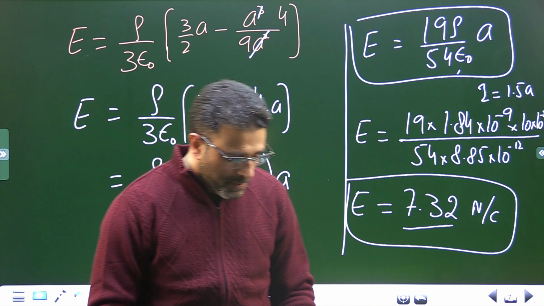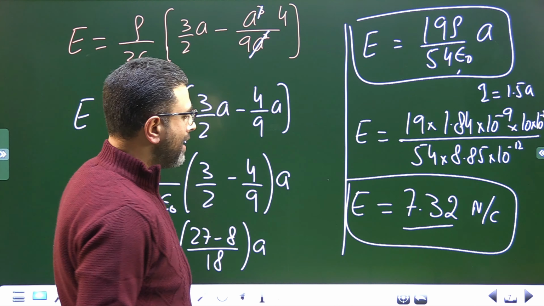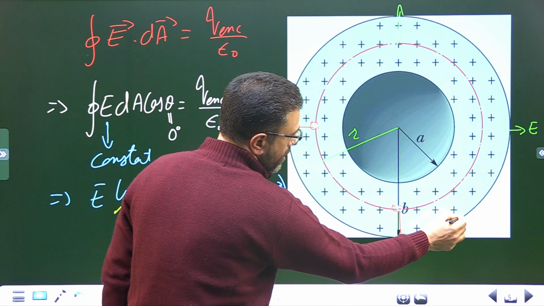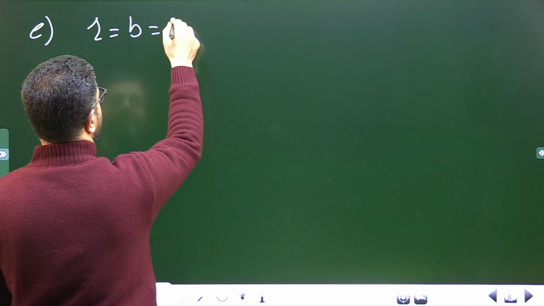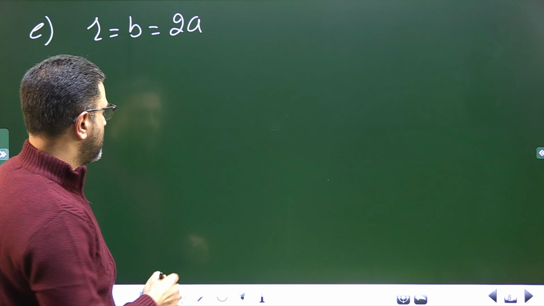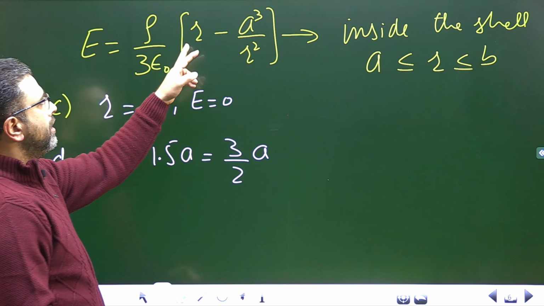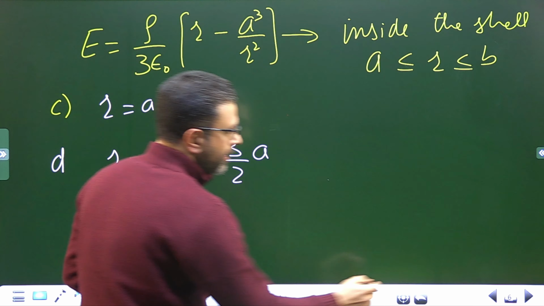Now the next part is we have to find the field at R equal to B, that means at the outer surface. This is part E, at R equal to B. Remember B is twice A. So we have to find the field at R equal to twice A. So let's substitute twice A instead of R here, rho divided by 3 epsilon 0 twice A cube divided by this thing.